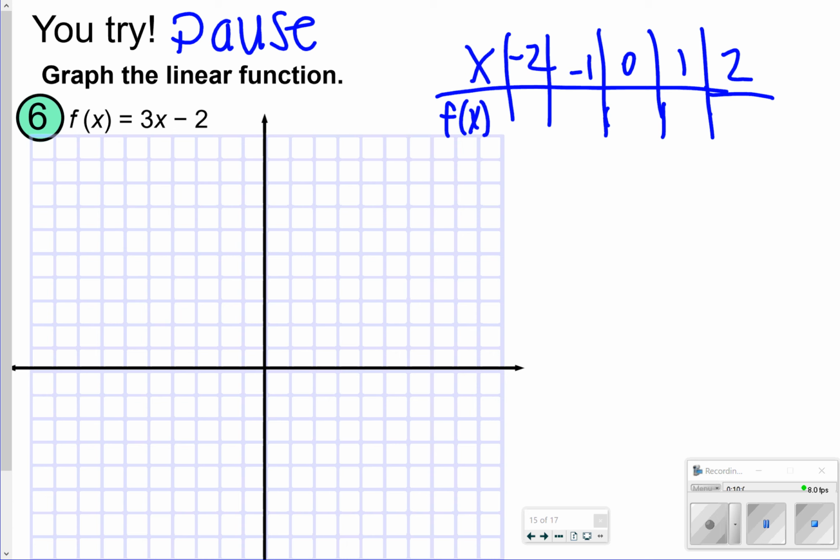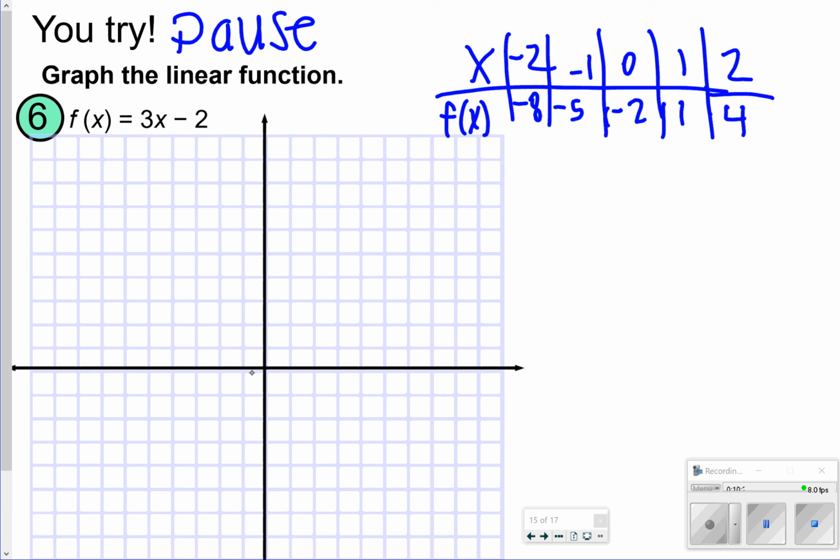All right, if we plugged in -2, we should get -8. So that's 3 times -2 is -6. -6 minus 2 is -8. If we plug in -1, we get -5. If we plug in 0, we get -2. If we plug in 1, we get 1. And when we plug in 2, we should get 4.